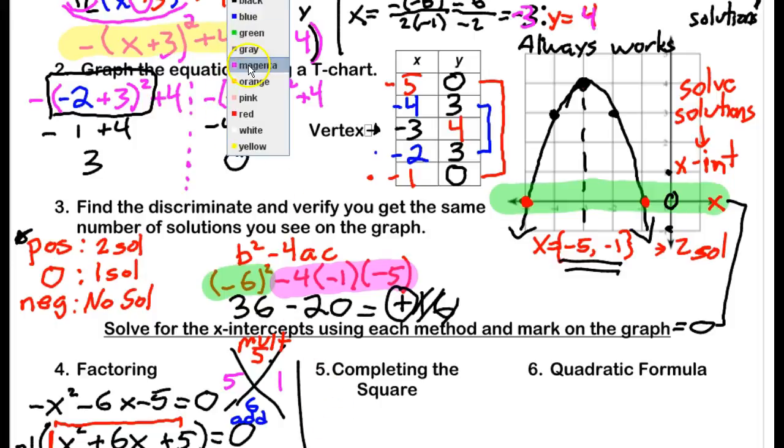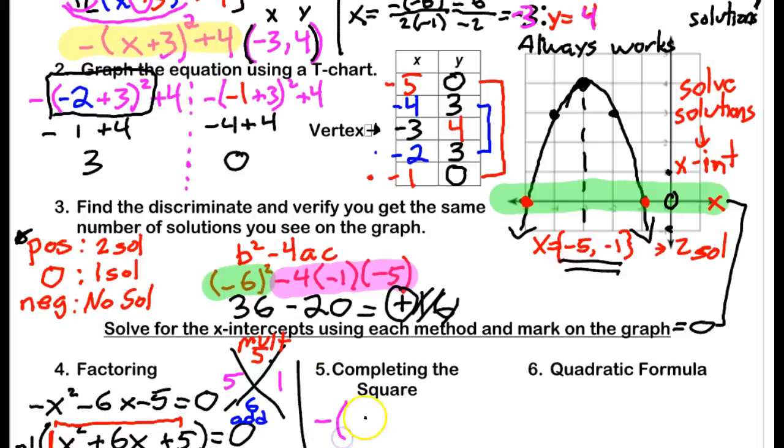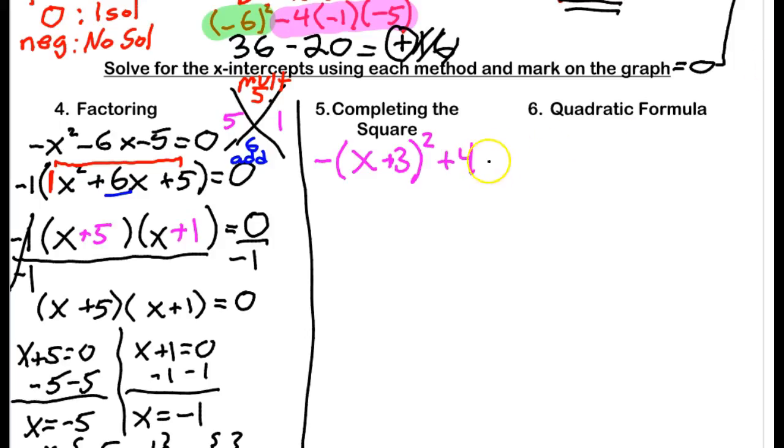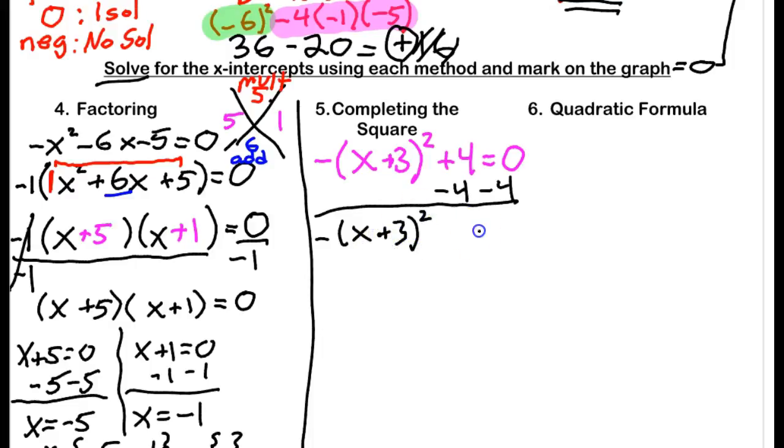I'm going to rewrite that. So that -(x plus 3) squared plus 4, and set it equal to 0. And then I just have to solve this. The only thing I changed was I added equals 0, because anytime you are solving, that equals 0. So subtract 4 on both sides. Negative (x plus 3) squared equals -4.